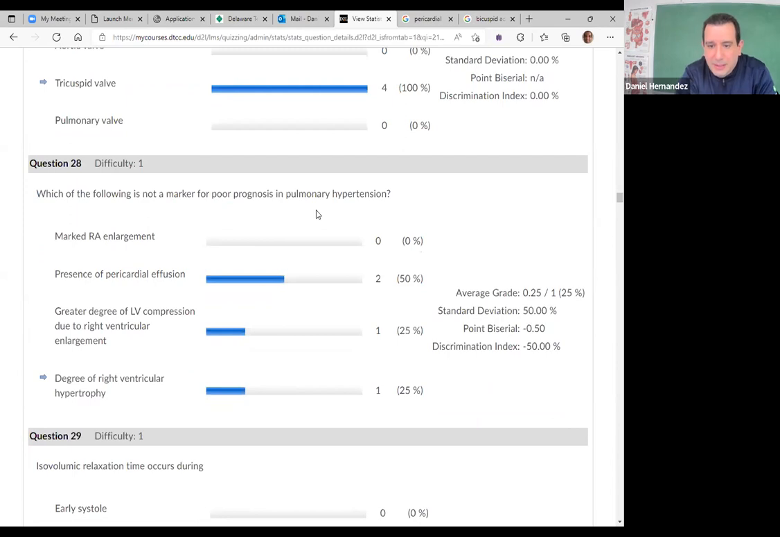Which of the following is not a marker of poor prognosis? I think I gave everyone credit for this one. I went back and gave everyone credit. Not a marker of poor prognosis in pulmonary hypertension.